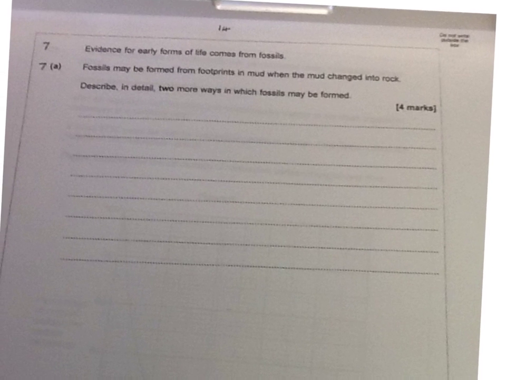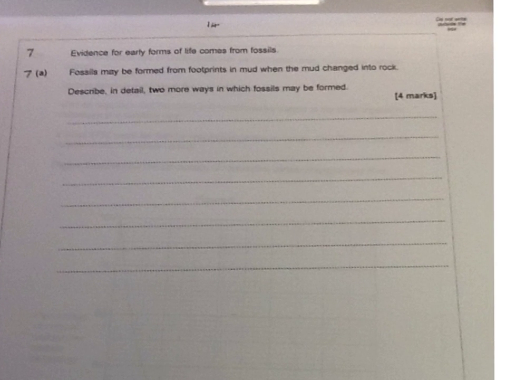So we've got a question here on fossils and how they're being formed. So it says, evidence for early forms of life comes from fossils. Fossils may be formed from footprints in mud when the mud changes into rock. Describe in detail 2 more ways in which fossils may be formed. Notice though it's a 4 marker, so it will require you to describe this in quite some detail.